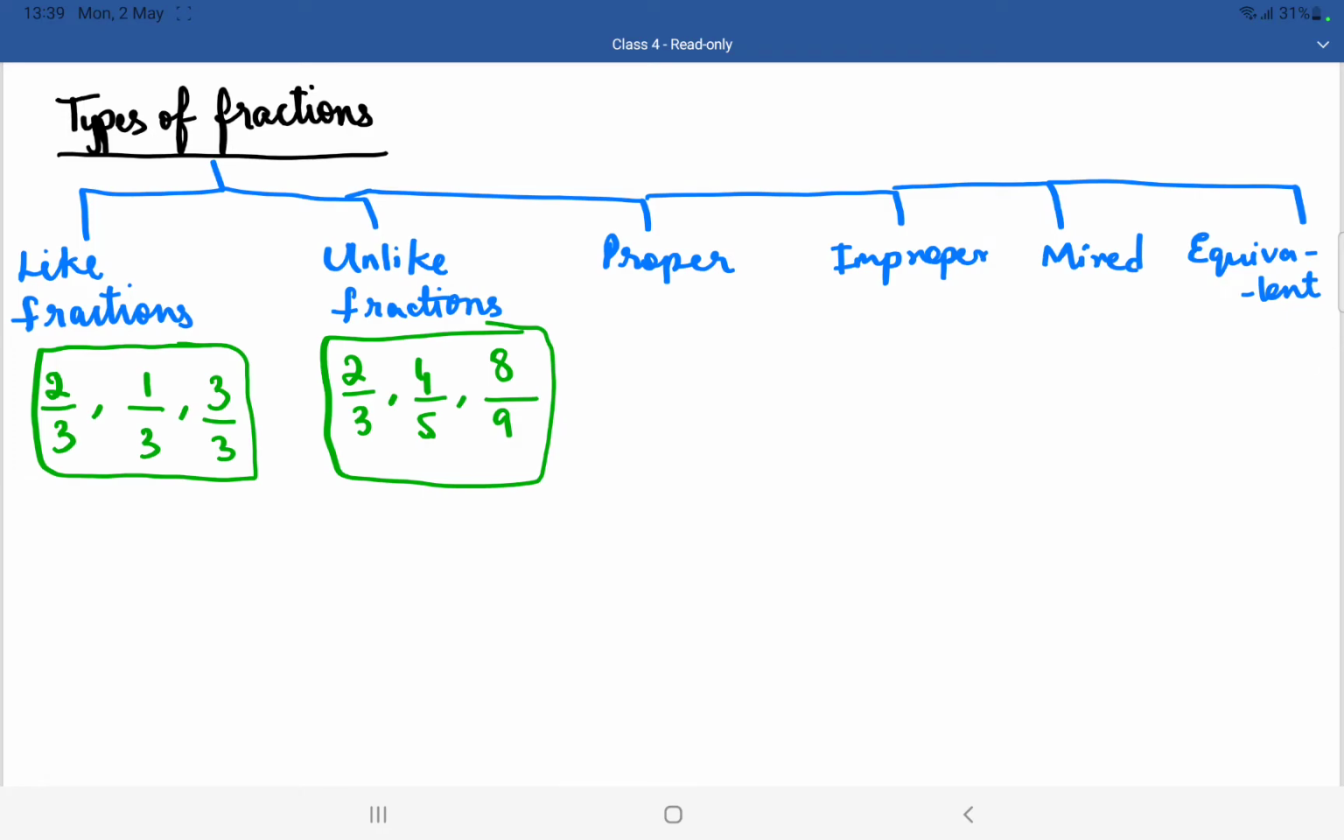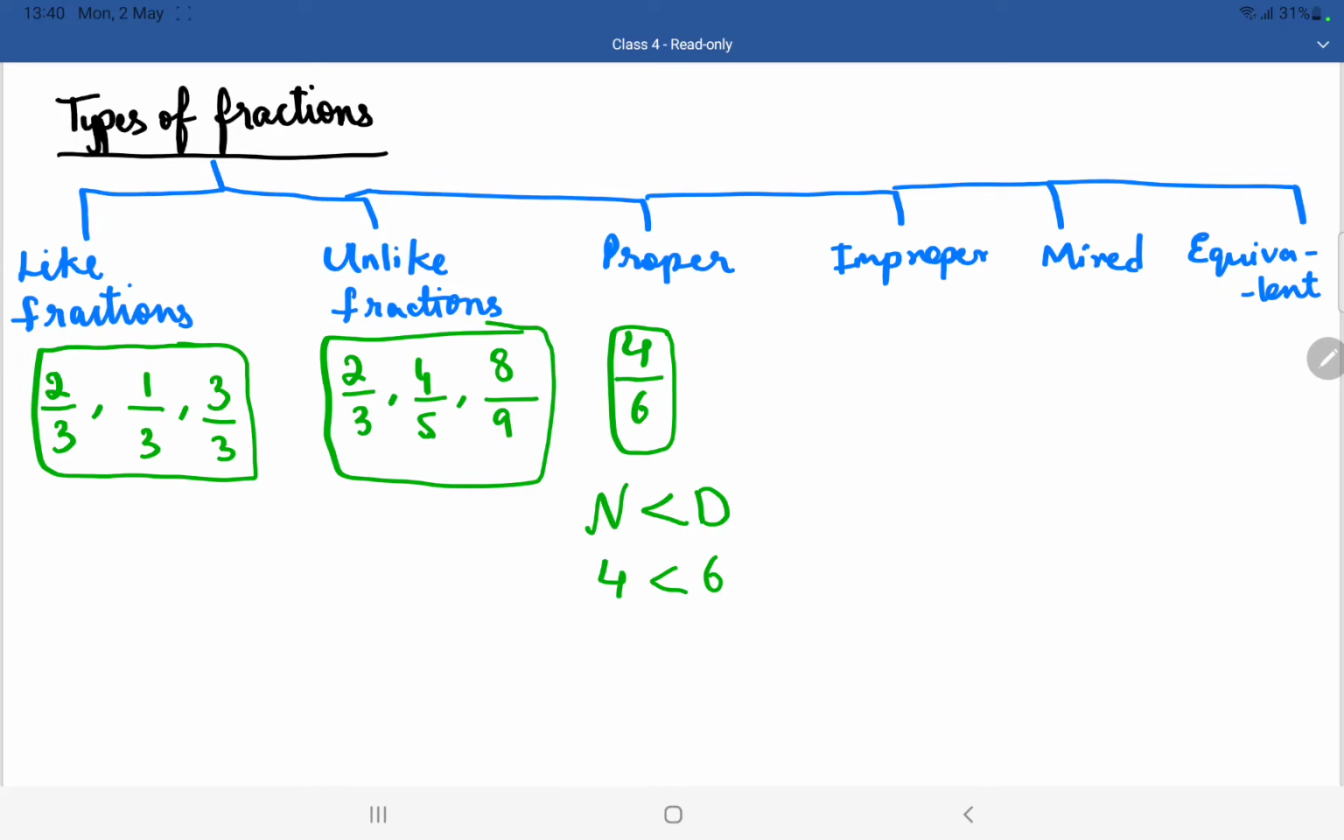Coming to proper fraction, whenever the numerator, the upper part of a fraction, is less than the lower part, it is known as proper fraction. So whenever the numerator, here I am writing n for numerator, is less than the denominator, then it is known as proper fraction. Here if we take 4 as the numerator and 6 as the denominator, 4 is less than 6. So this 4/6 fraction comes under proper fraction.